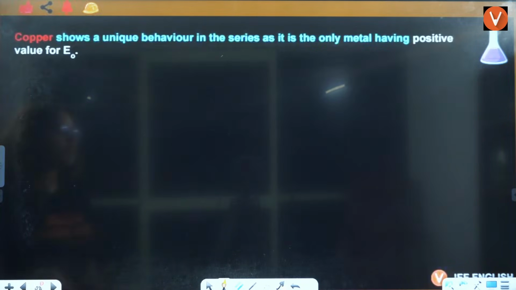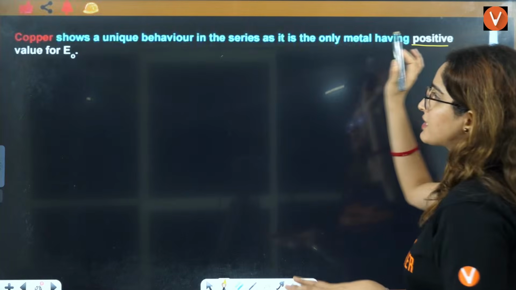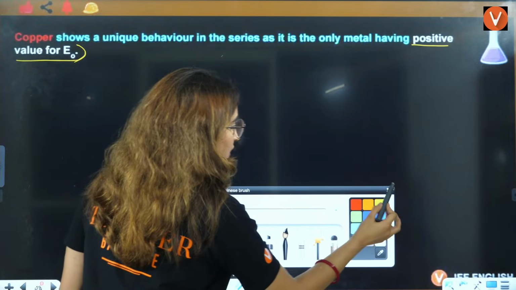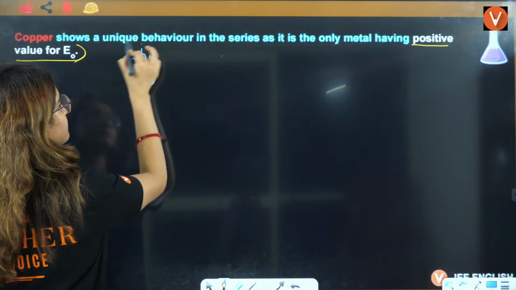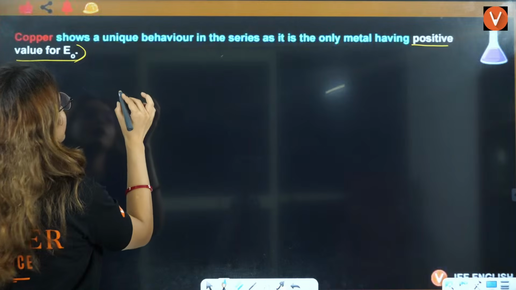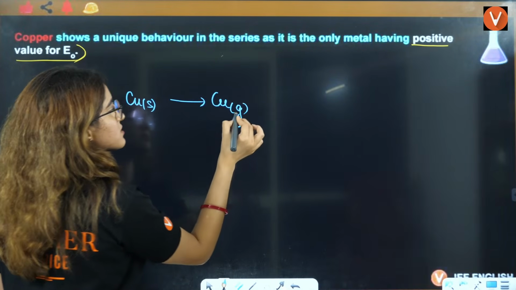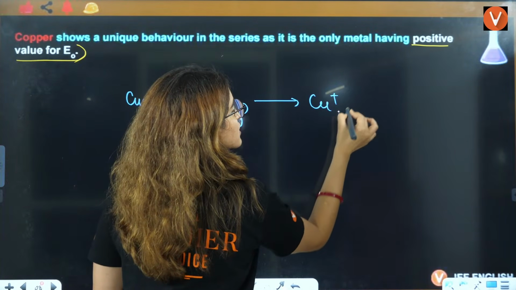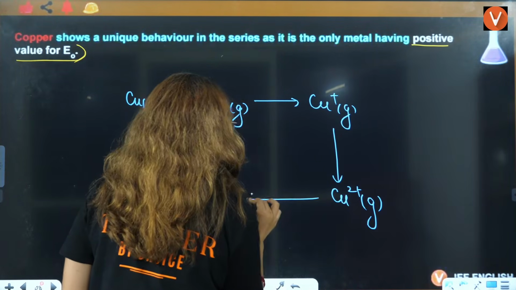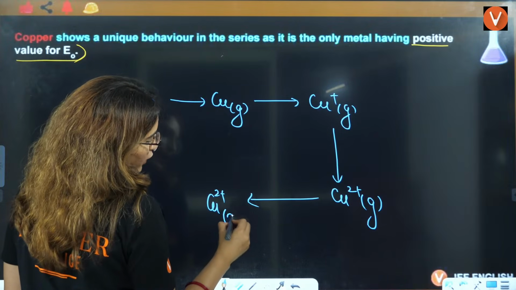Okay, so positive electrode potential, unique behavior in the series, that is the only metal having a positive value of E naught, right? Now the question arises: why is it the only element having a positive value? Let's understand this. You will have copper, which is solid, then it will get converted to copper gaseous, then to Cu positive gas, then to Cu2 positive gas, and then to Cu2 positive aqueous.